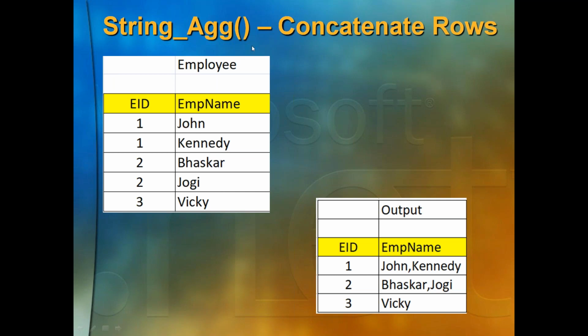Without a string aggregate function, when you try to implement it, it's very, very complex, a complex query to concatenate rows like this. Am I clear?